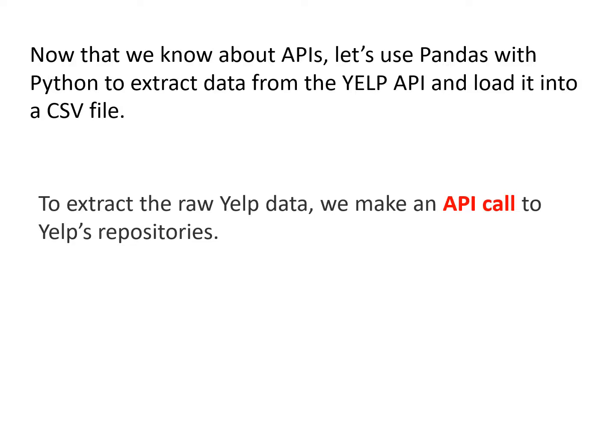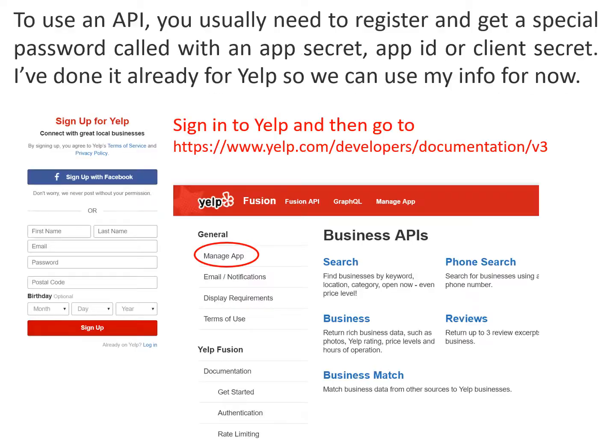Okay, so we need to make an API call to Yelp's repositories. So we would need to look up the Yelp API and see what this URL looks like and what some parameters are that we can type in to get exactly what we're looking for. Here I've given you a place to go, www.yelp.com developers documentation v3. That will help you. You can go there if you want to look around the API.